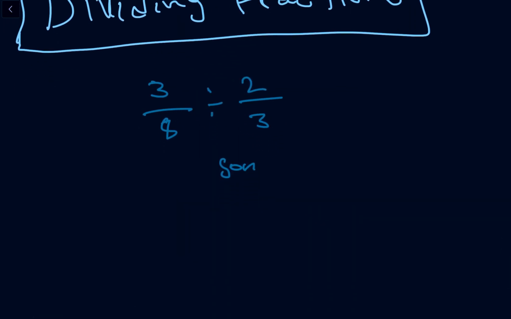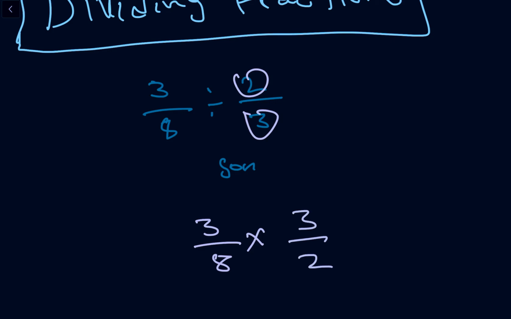I have 3 over 8. This division sign, we're going to change it to multiplication and then swap this 3. So the 3 is going to be the numerator and the 2 is going to be the denominator. So we're going to have 3 over 2. All you have to do is what we did for the multiplication. Multiply across: 3 times 3, which is 9, and 8 times 2, which is 16. That is the answer because you cannot reduce this.